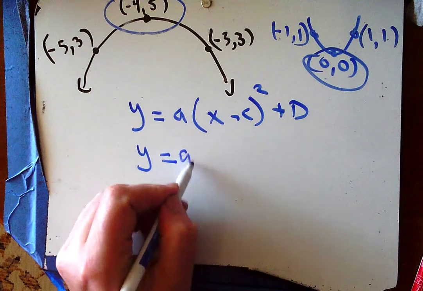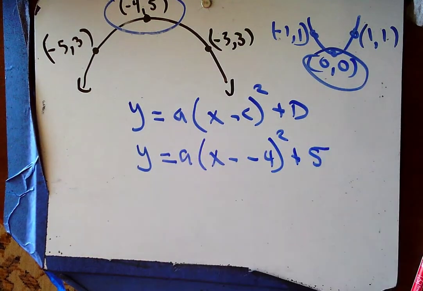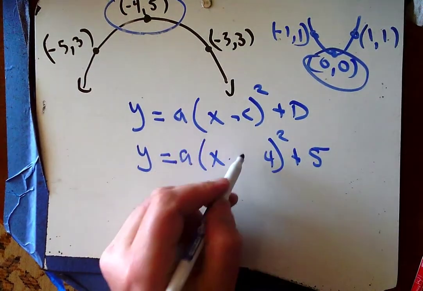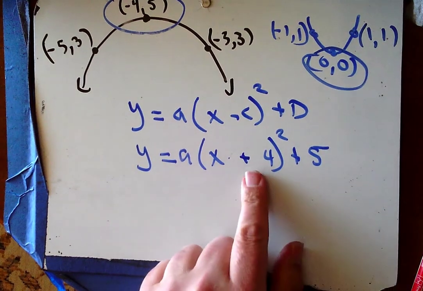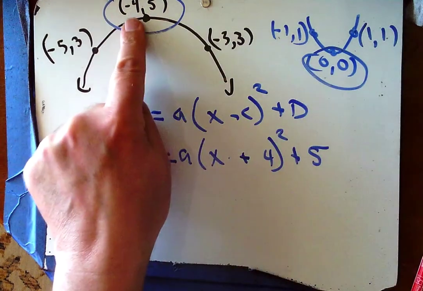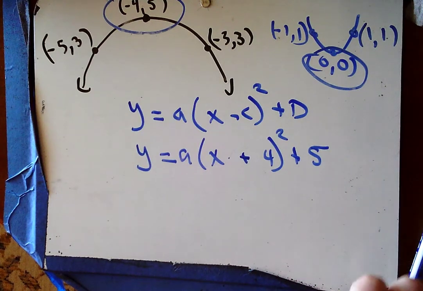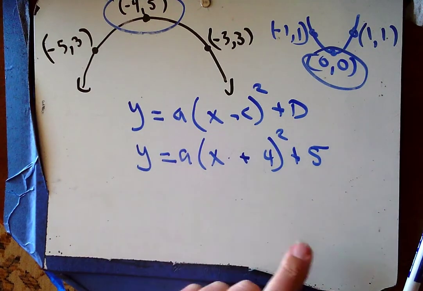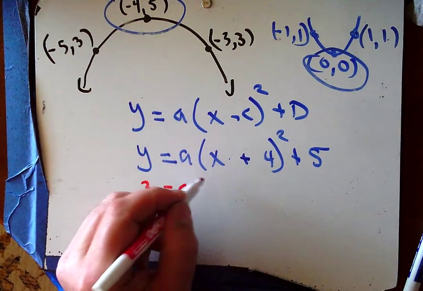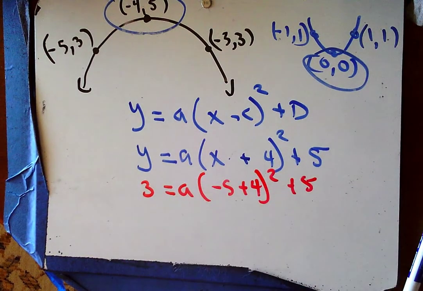So I'm going to have y equals a, x minus a negative 4, squared, plus 5. I like tidying this up, so I'm going to write that as plus 4. And now it makes sense to me. I shifted the graph left 4 and up 5. I went from here, left 4. I went from here, up 5. Now what do we need to do? That's right, we need to find that a value. And we find that a value by plugging in one of these ordered pairs. 3 equals a, negative 5 plus 4, squared, plus 5.